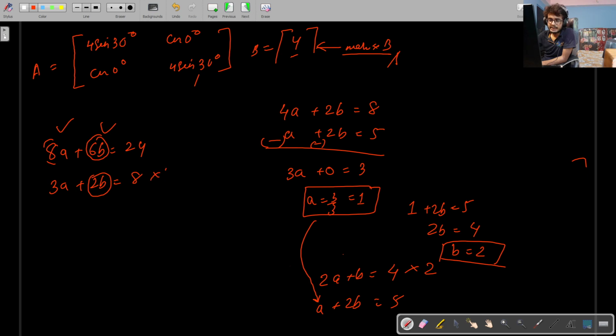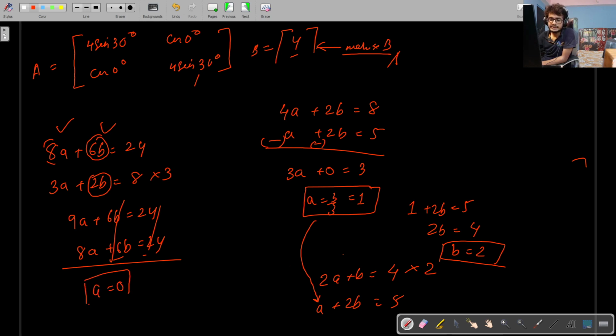So if I multiply this equation with 3, I'll get 9a plus 6b equal to 24. Now if I subtract the first equation from this one, 9a plus 6b equal to 24, this will be 0 and this will also be 0. So I'll get 9a minus 8a is a equal to 0. So now I got the value of a as 0.